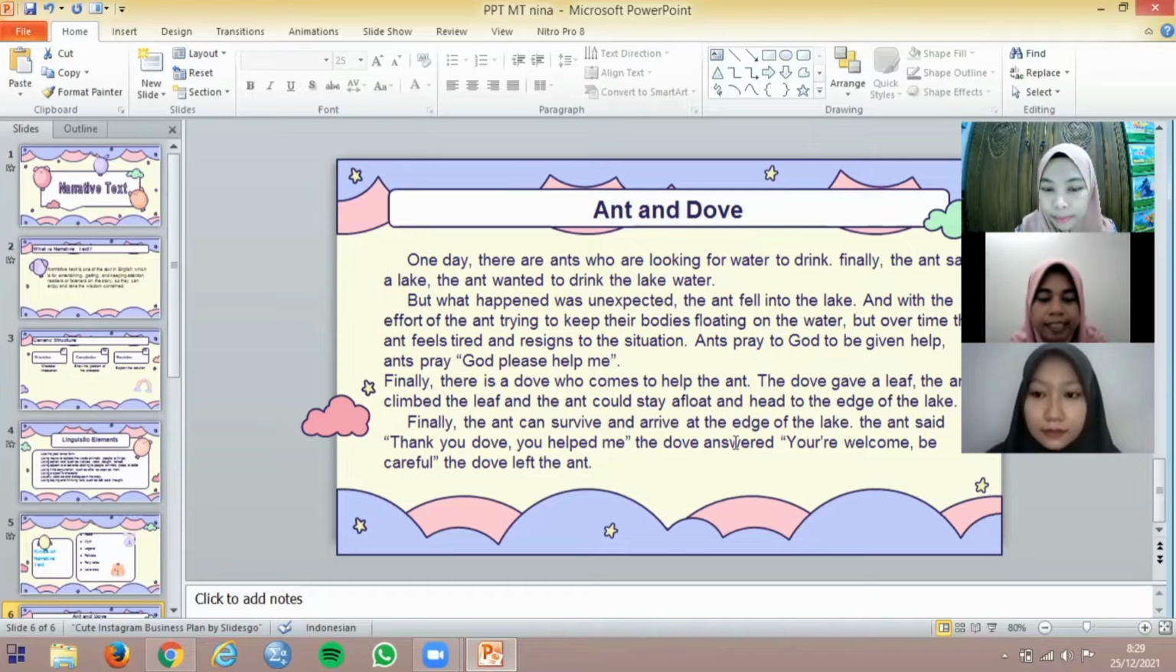May I, Miss? Yes, Miriam. Okay. From this example, this is paragraph 1, this is orientation, and then paragraph 2, complication, paragraph 3, resolution. Use the past tense such as saw, wanted, unexpected, feel, give, could, using saying and thinking verbs like say. Okay, that's all, right, Miriam. Thank you.